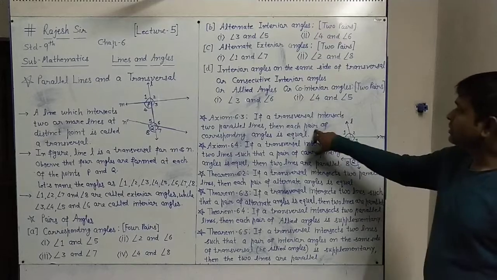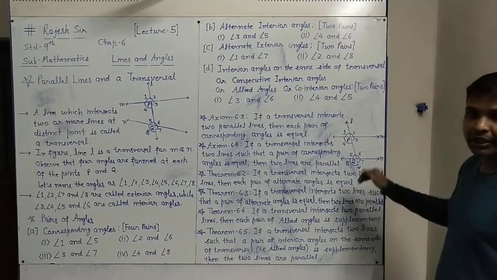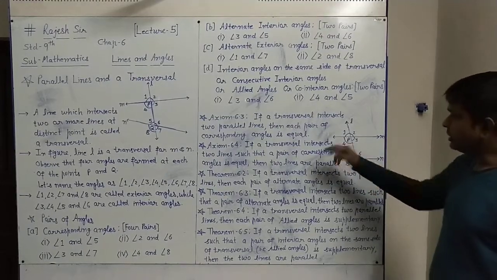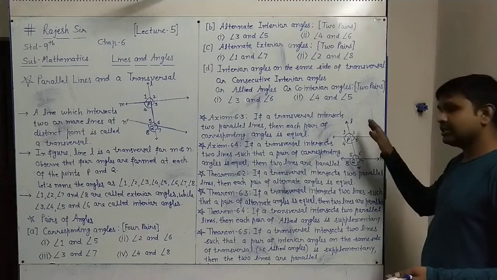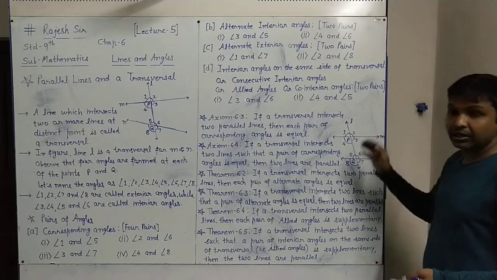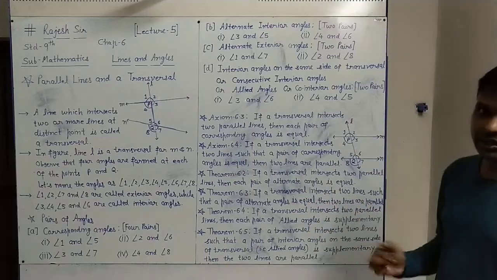In this, the transversal intersecting parallel lines, then corresponding angles are equal. And in this next one, if the line L, the transversal, is intersecting two lines and corresponding angles are equal, then the two lines are parallel.